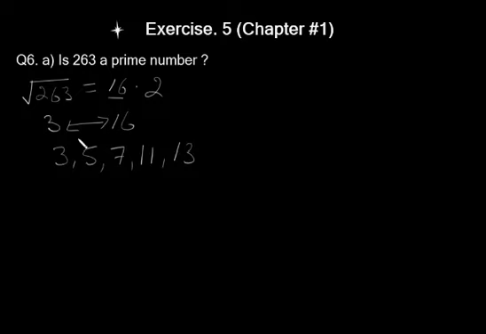If you divide this number, you will find out that none of these numbers can divide 263 fully, with remainder 0. It means that 263 is a prime number, right? So in the next part it says how many numbers do we need to divide 263 by? Of course you need to divide by these 5 numbers in order to check whether 263 is a prime or not. In parts B and C of this question number 6, it's the same strategy, so I hope you will be able to do them as well.